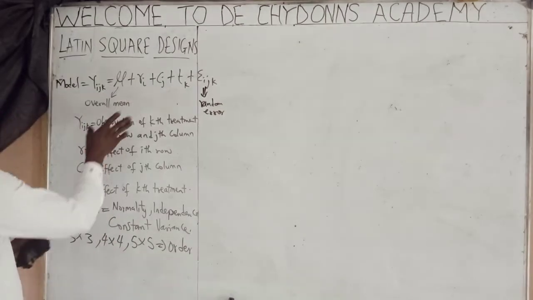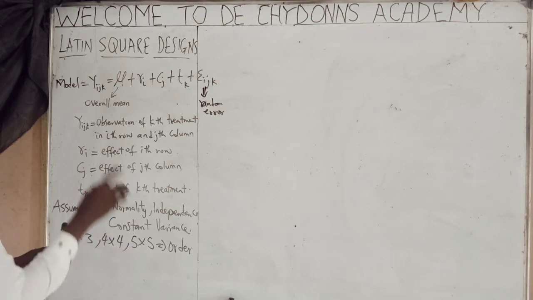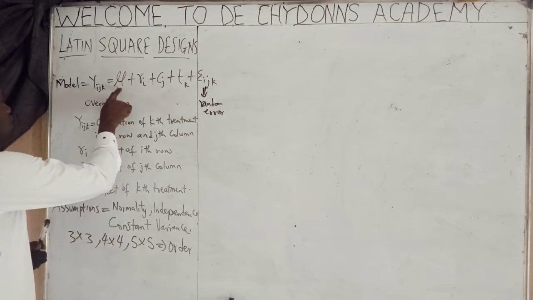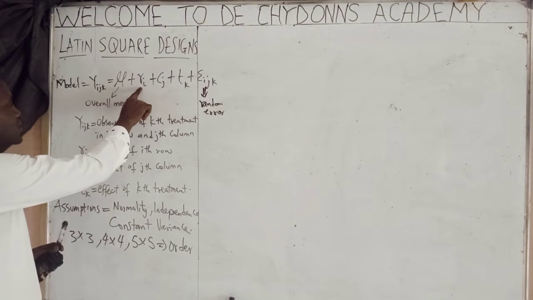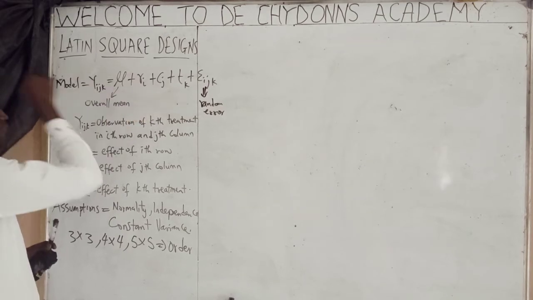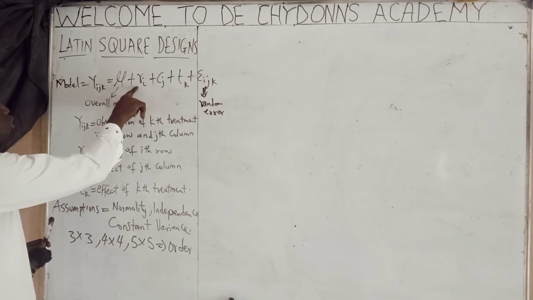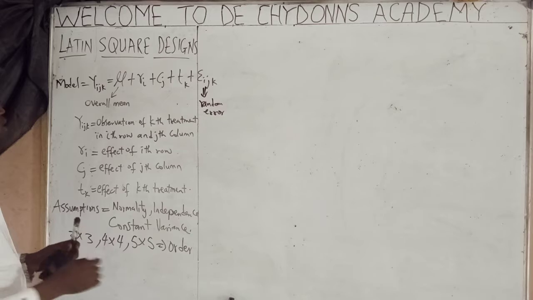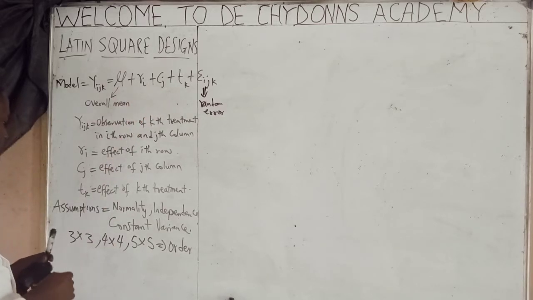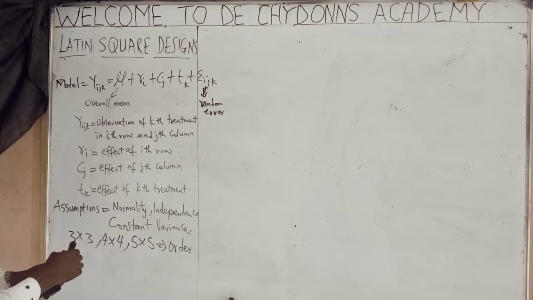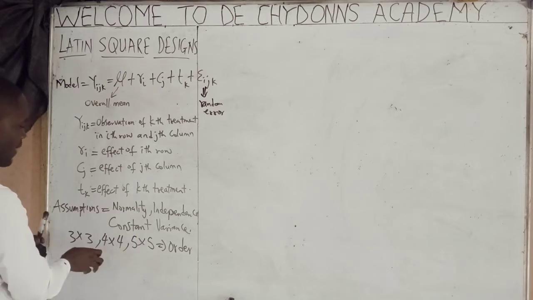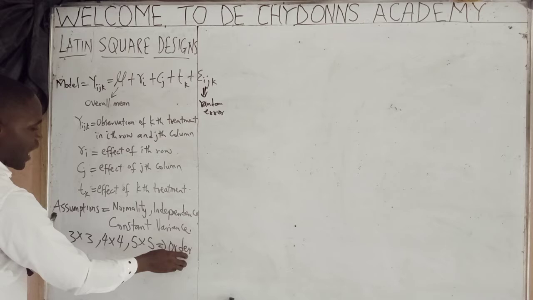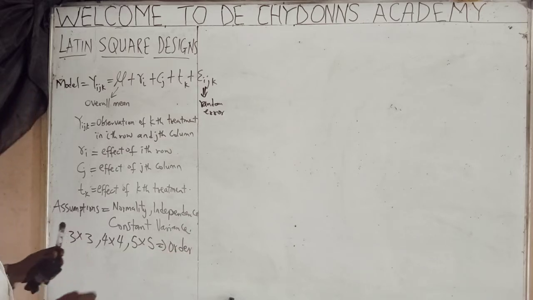So from the model we have in Latin square design, it means that it has overall mean, effect of treatment, effect of row, column, and random error. That is what this simply means. So what do we mean by 3 by 3? We say 3 by 3, 4 by 4, 5 by 5. They are called the order or dimension, the arrangement of any given Latin square design.